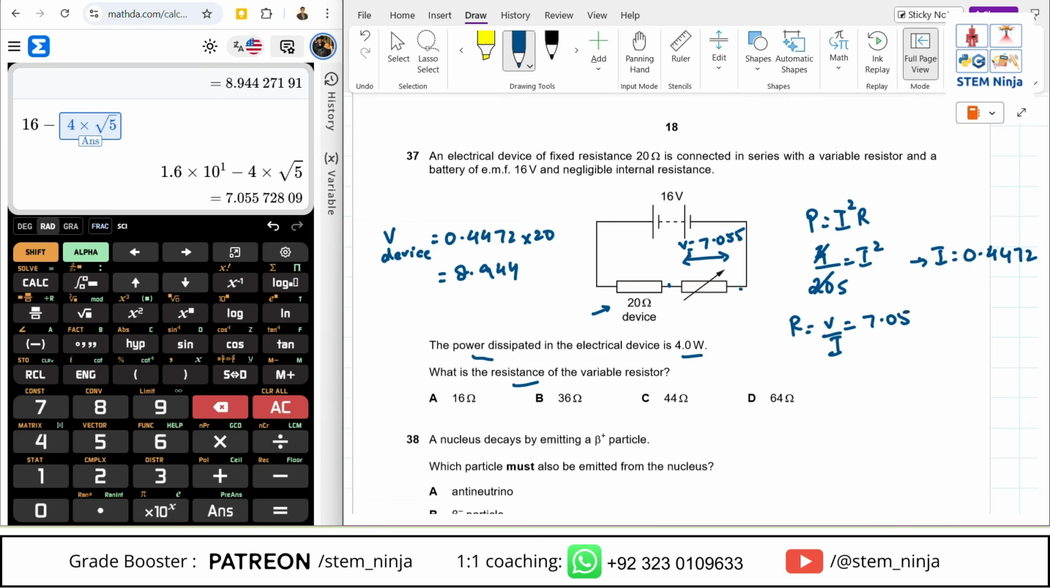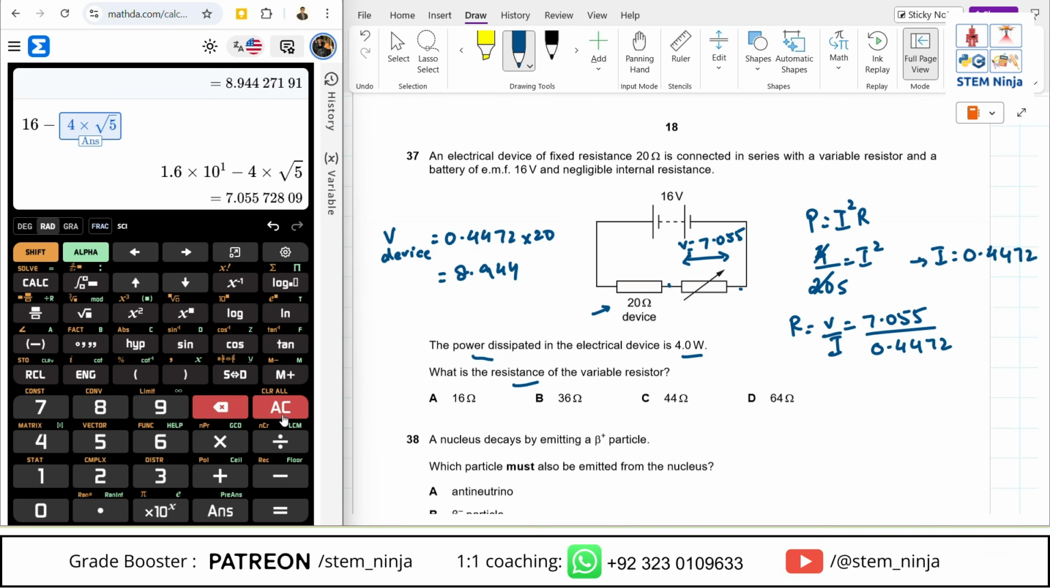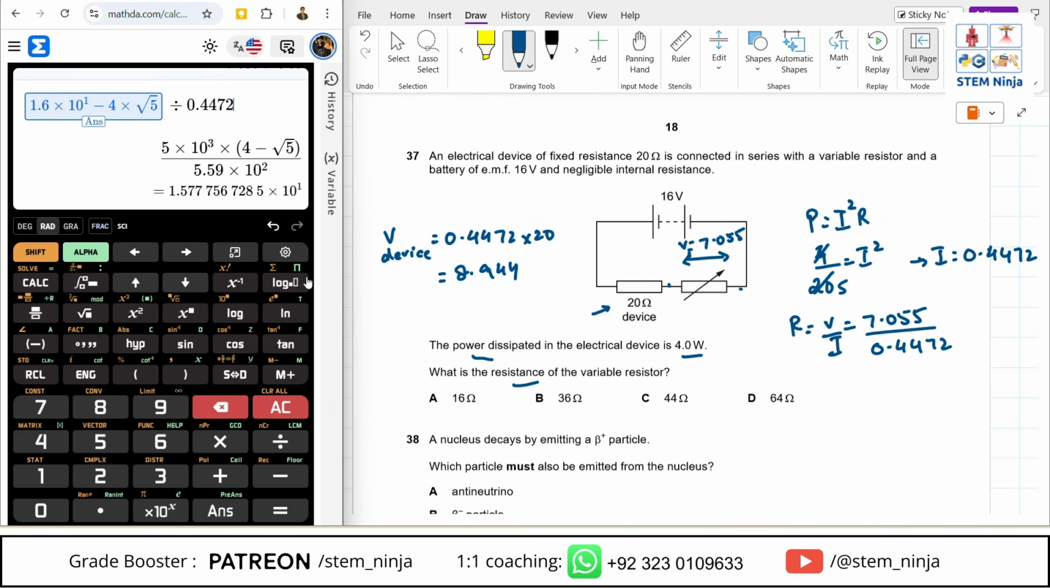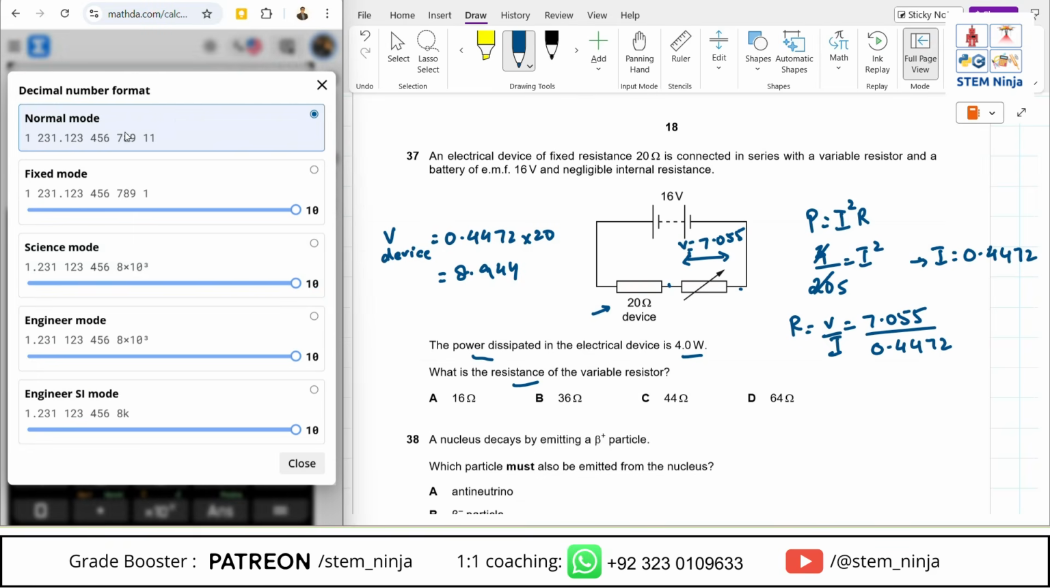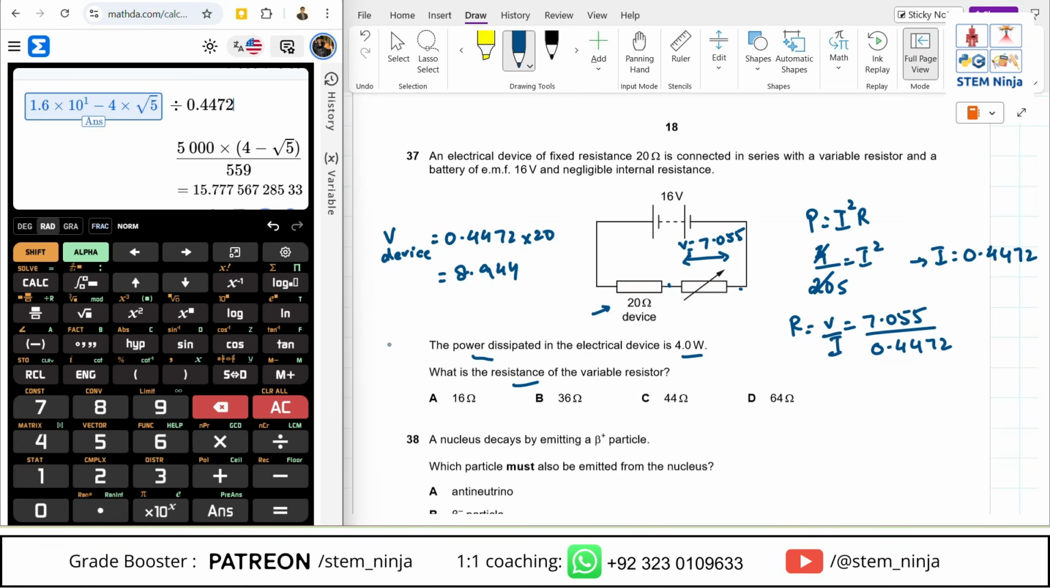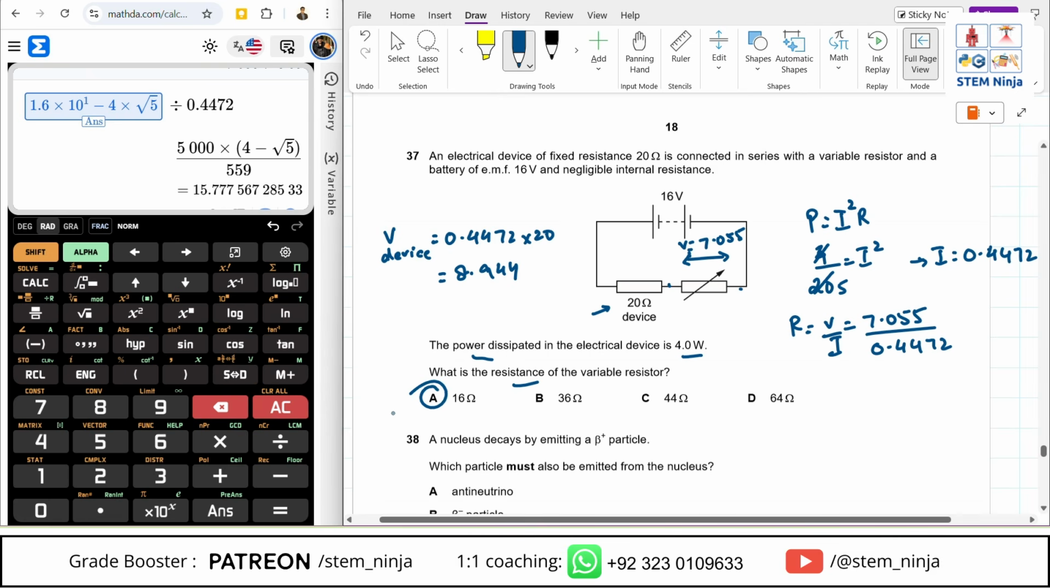To find the resistance, R is equal to V over I. V is 7.055, and I flowing through it is 0.4472. So this divided by 0.4472 gives 15.7. This is roughly 16. So don't worry about this. We can convert it back to normal mode. This is 15.77, which is roughly 16. So 16 is the answer.